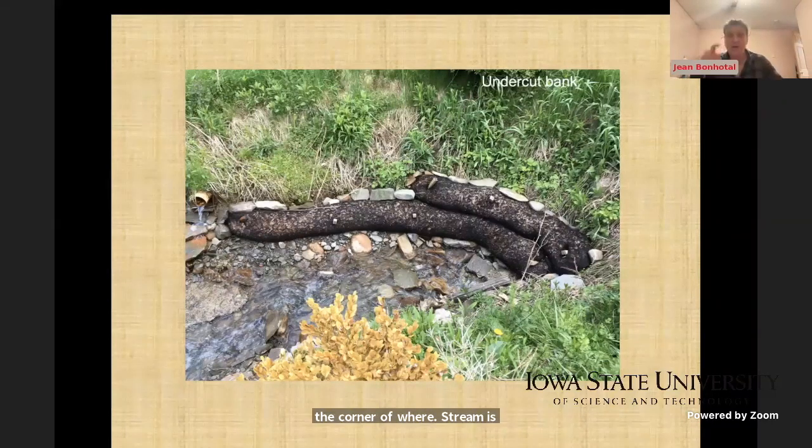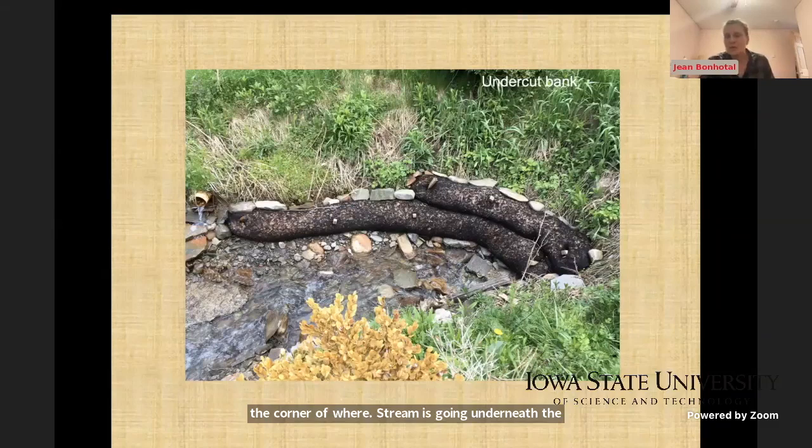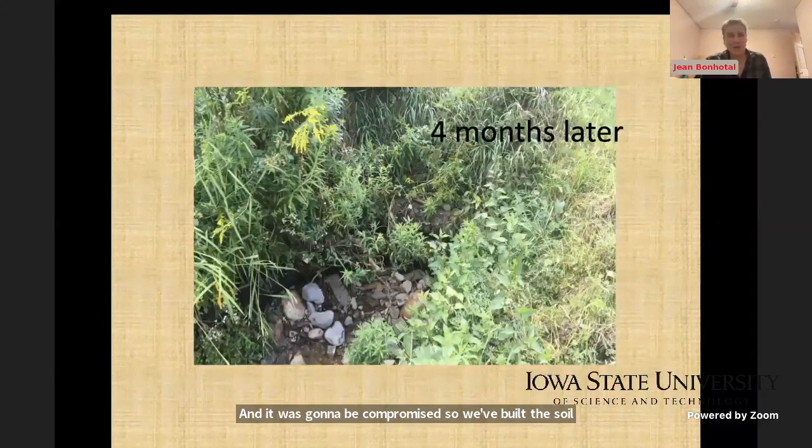This is on the corner of where a stream or a trickle is going underneath the road. And we put those in there because there's a telephone pole right up above those socks, and it was going to be compromised. So we've built the soil back up there and have safety. And that was 4 months later. So you can see everything was good in there and it all worked.